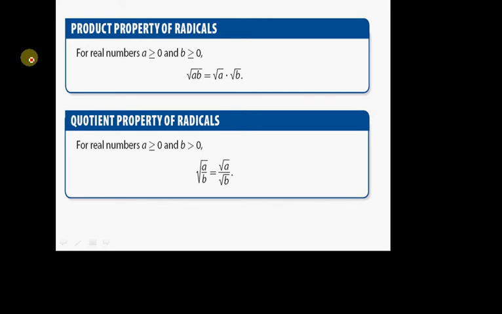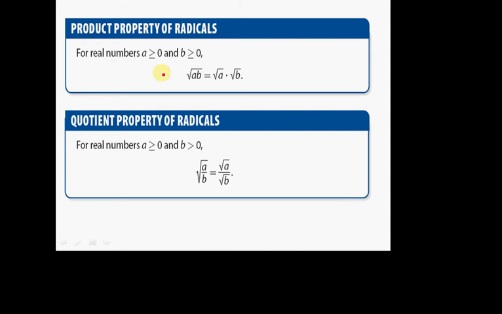So it starts out, for real numbers a that are greater than or equal to 0 and b that are greater than or equal to 0, we can say that the square root of a times b is equal to the square root of a times the square root of b. Now, what I want you to do is think about, what does this mean? Why are they even saying this? Why are they saying a has to be greater than or equal to 0?